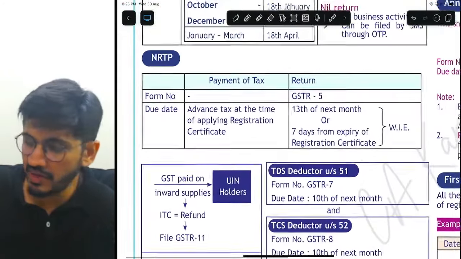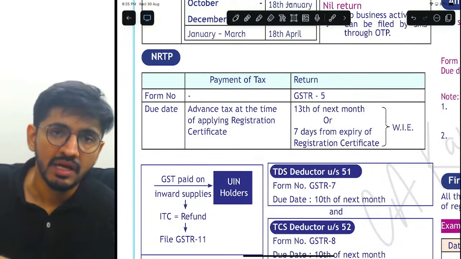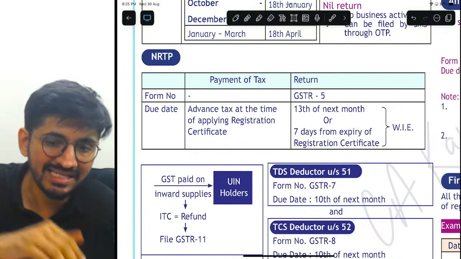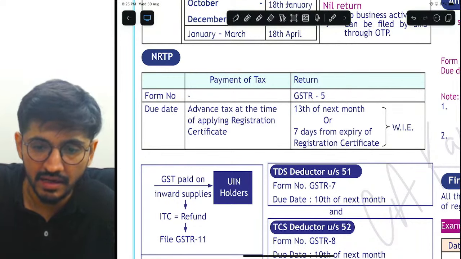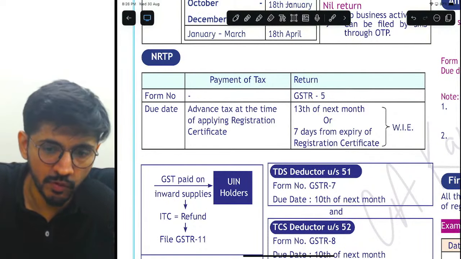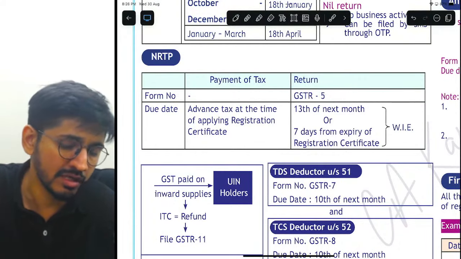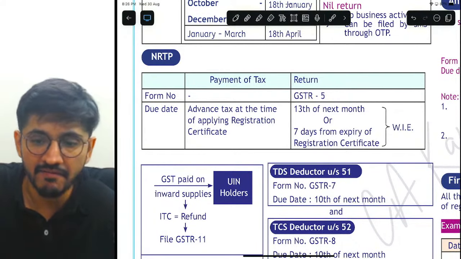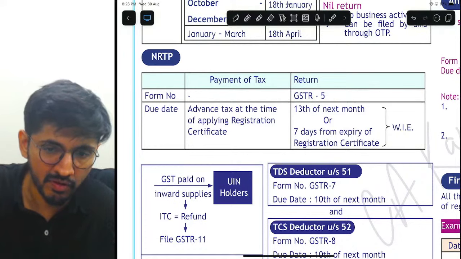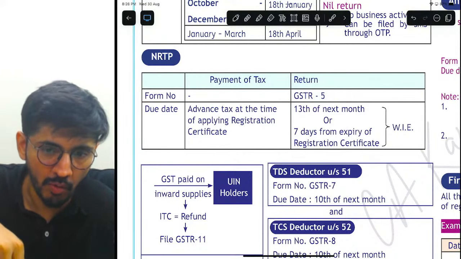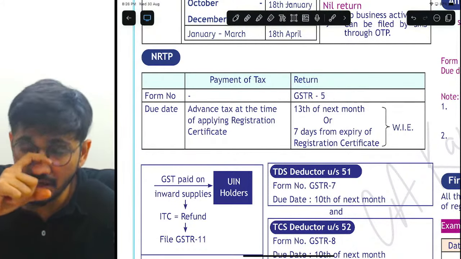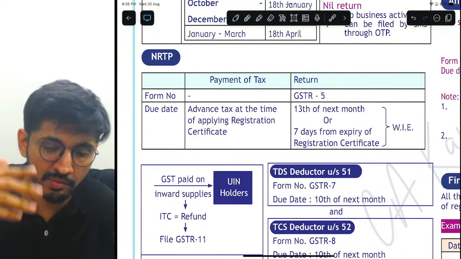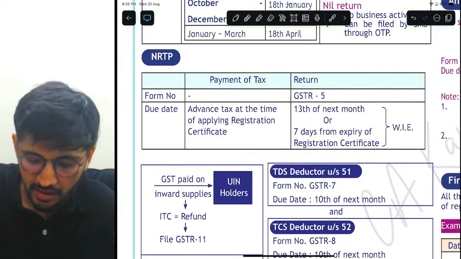Next is, my dear friends, with respect to NRTP. Again, in case of payment of tax, it's advance tax. There are a few things that you need to remember. Only those form numbers which you are supposed to remember, I have written there. One is in payment of tax, and one is here in the composition scheme. So there are just a couple of places where you need to remember, but do remember it.